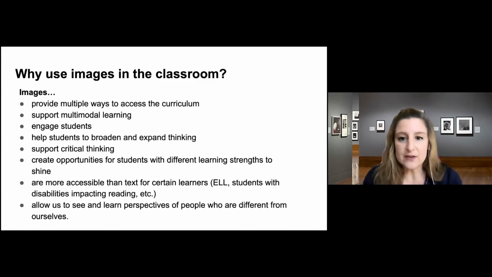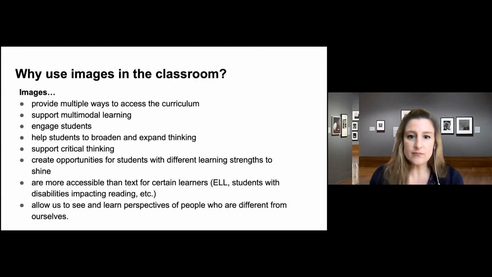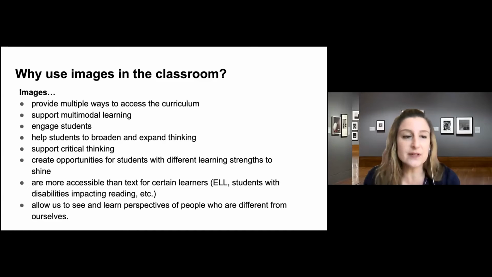The other thing that's nice about it is for certain students who may have disabilities like dyslexia that impact their ability to read, or English language learners, using images in your classroom is a way to connect with those students that's different and more geared to their strengths. So last but not least, and what's really important to us, is that they connect us with other people, the makers and what the makers were trying to tell us. And so it's a way to really start to learn about different people who are different from ourselves, from different times, and to begin to develop empathy and an understanding for other points of view.